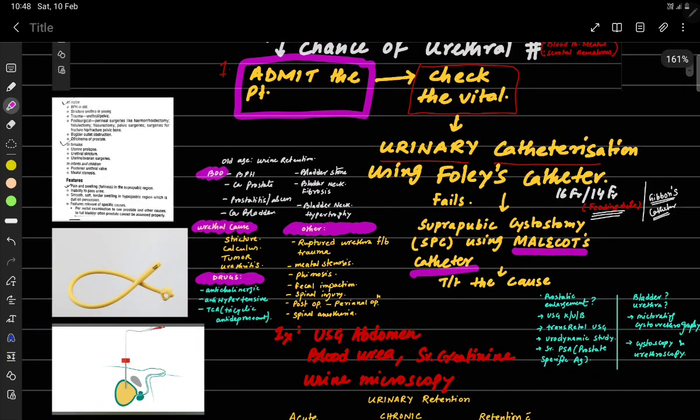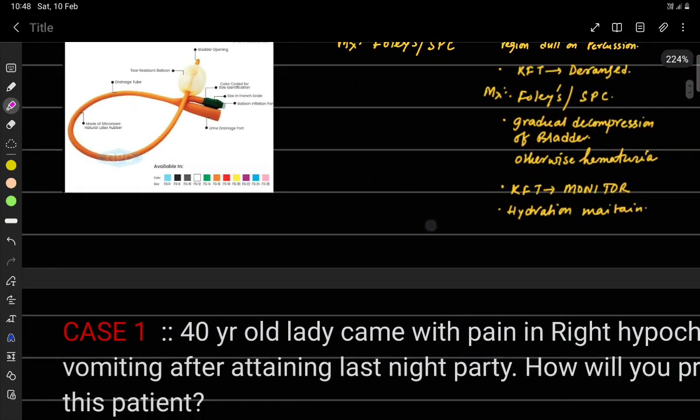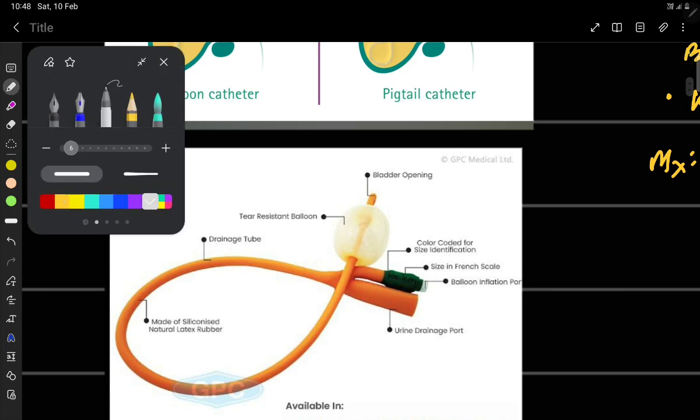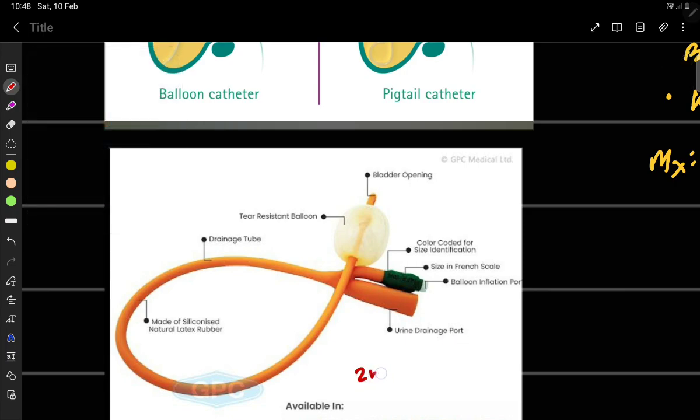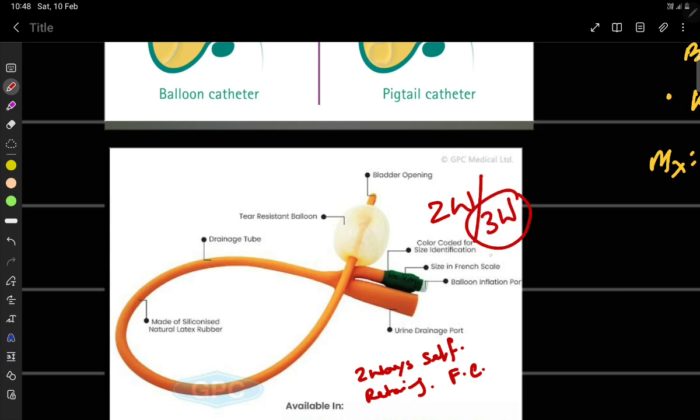So look at this. This is the Foley's catheter, a 2-way self-retaining Foley's catheter. This is one way to inflate the balloon, and this is the other way for urine drainage. I will discuss Foley's catheter in a separate discussion. There is a 2-way Foley's catheter and a 3-way Foley's catheter. The 3-way Foley's catheter is generally used to wash the prostate during prostate surgery, and pink colored urine may be there in the postoperative period.